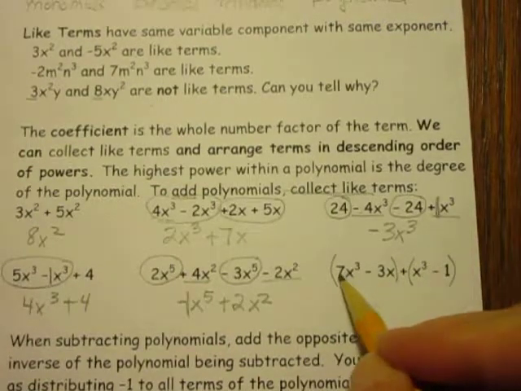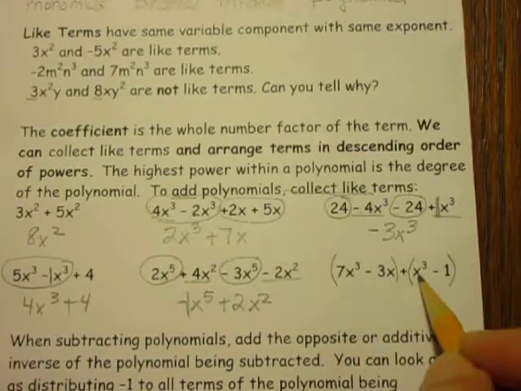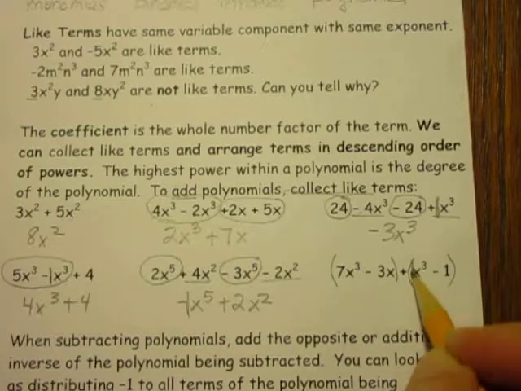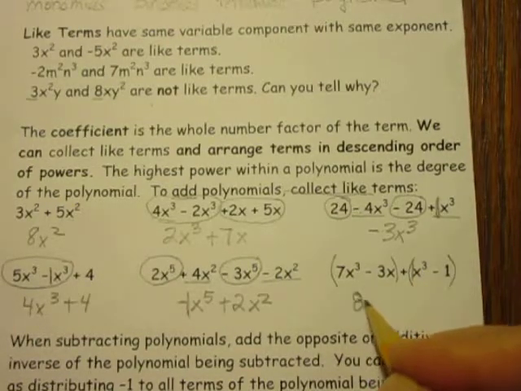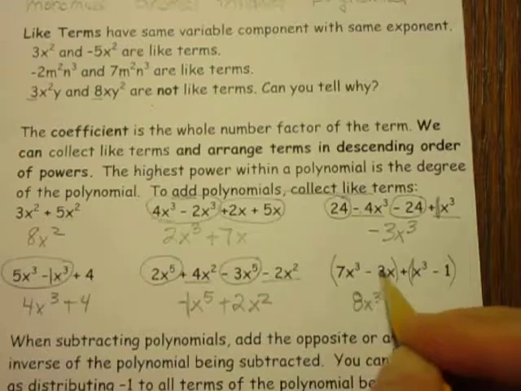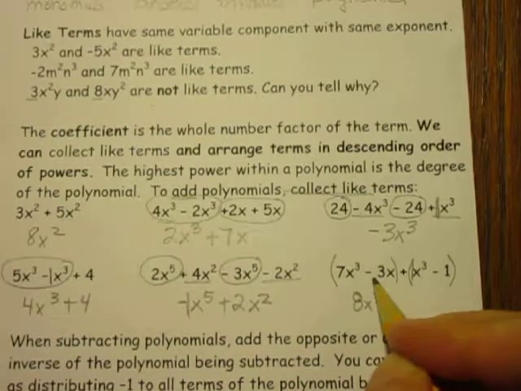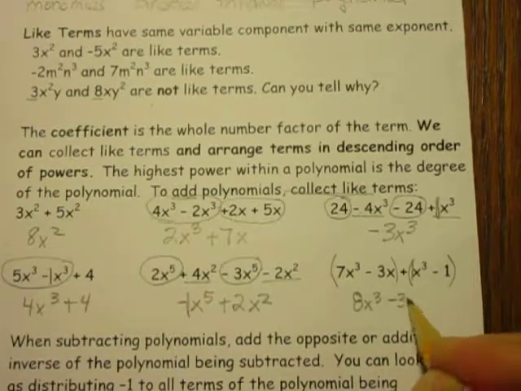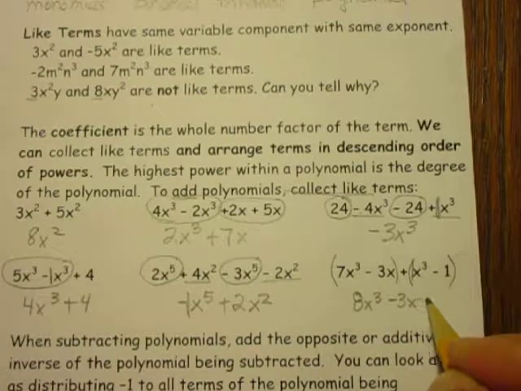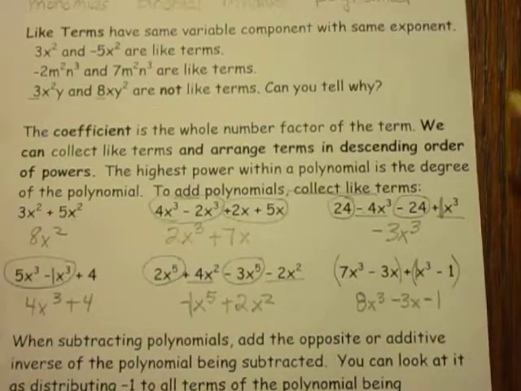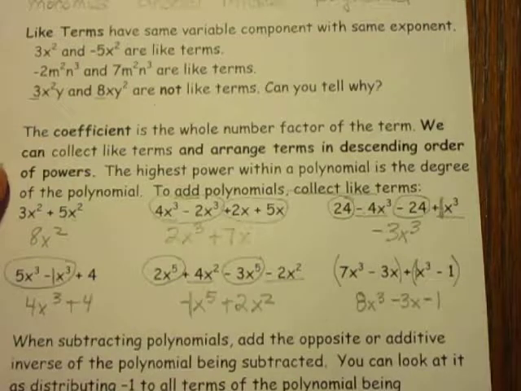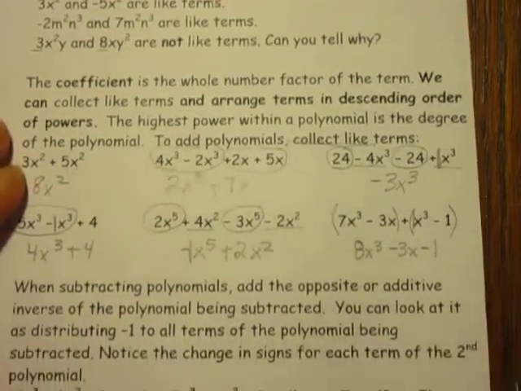So we're going to do 7x cubed collects with this x cubed here, and again that's like an implied 1. So we've got 8x cubed. And then there's nothing to collect the minus 3x with, so we just bring that down. There's nothing to collect our negative 1 with, so we bring that down. Okay, so at this point we've practiced collecting like terms or adding polynomials, which is just collecting like terms of all the different terms within the polynomials.